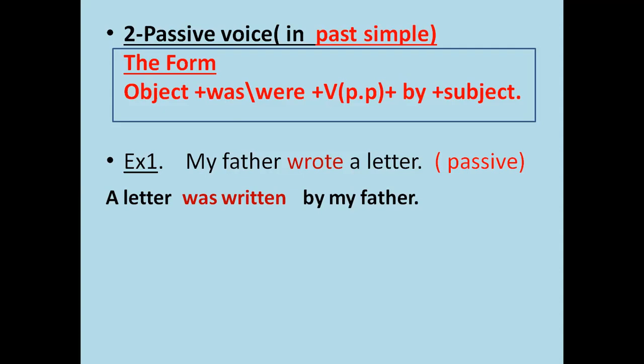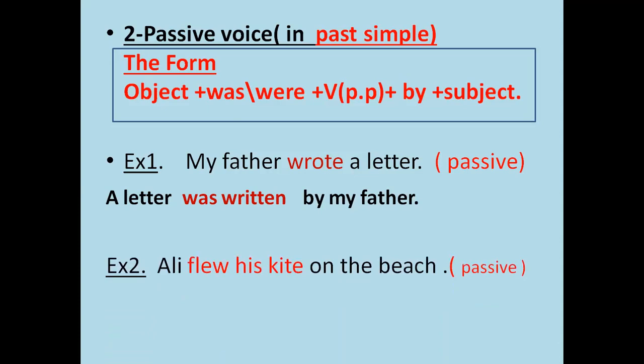Look at the second example. Ali flew his kite on the beach. This sentence is in past simple. The subject is Ali. The main verb is flew, the past form of the main verb fly. The object is his kite.